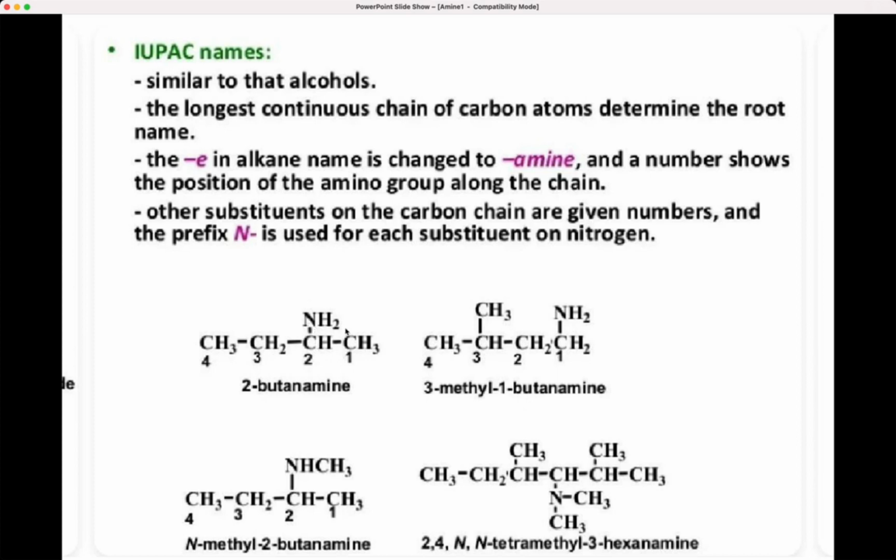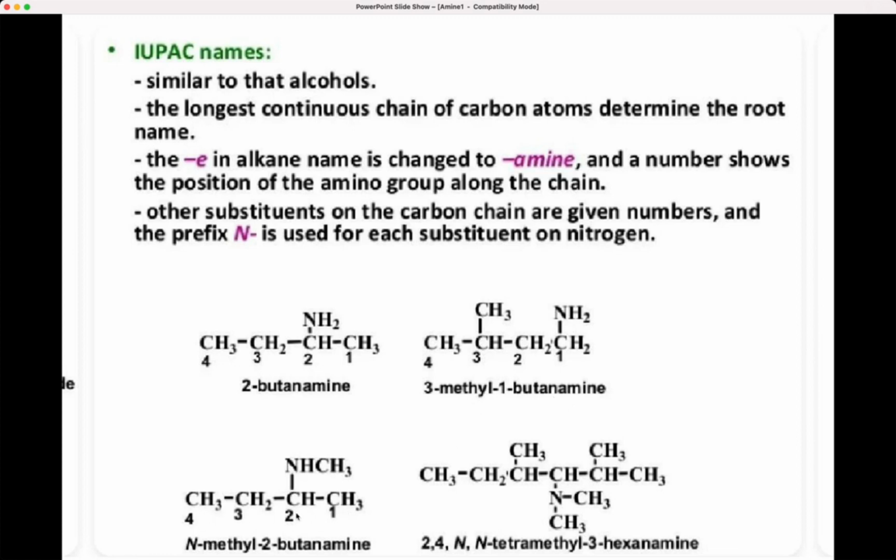So second position amine is added. So we say 2-butanamine. Here, see 1, 2, 3, 4 numbering from right to left. Why are you numbering from right to left? Here we have the side chain, and it should have the lowest number. If you put 1 here, this will get only the second position. So we start 1 from here. But when you write 3-methyl, this is the methyl group, then the first position we got amine. Since it is butane, you write butanamine: 3-methyl-1-butanamine.